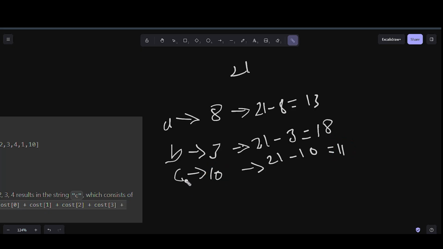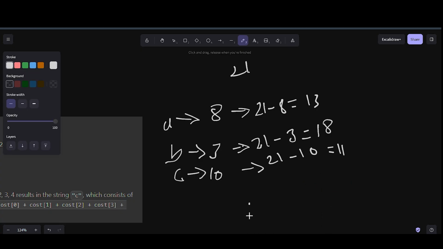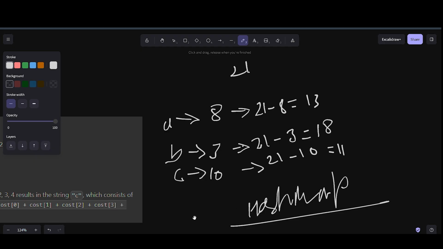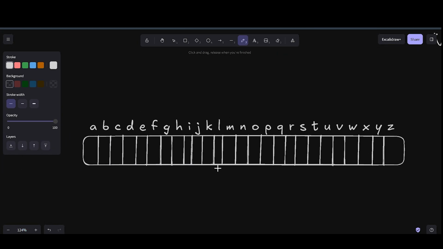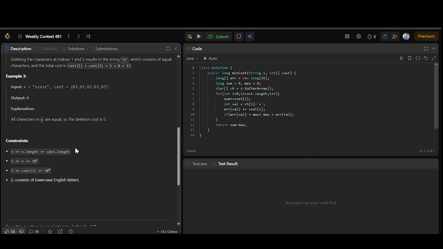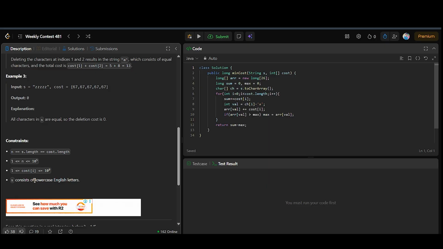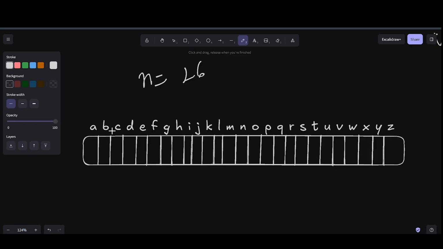So we have to store something for every character: A takes 18 cost, B takes 3 cost, C takes 10 cost. We can use a hash map here, but instead of a hash map, I am using a normal array. The array length is just 26. Why 26? We have 26 characters in the alphabet, and in this question's constraints, they also give that all of the letters are lowercase English letters. So that's why we are only taking 26.